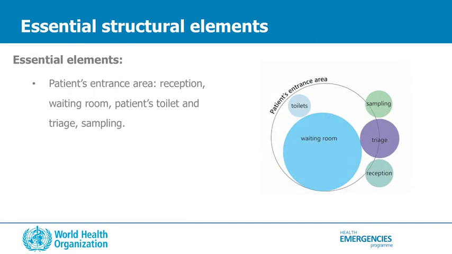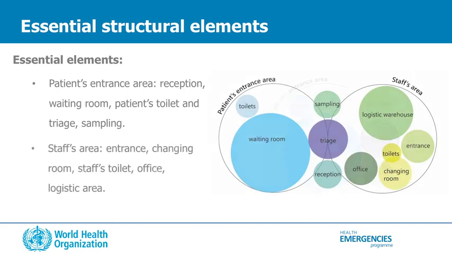The first essential structural element is the patient's entrance. It should include patient reception, waiting room with dedicated toilet, triage, both for patients and staff, and a sampling room. On the staff side of the triage, there should be the staff area, including entrance, changing room, toilets, offices, logistic area, and all support service such as laundry, data management, and pharmacy.